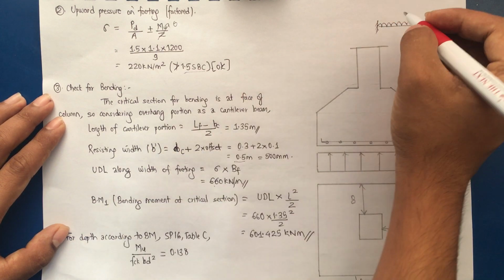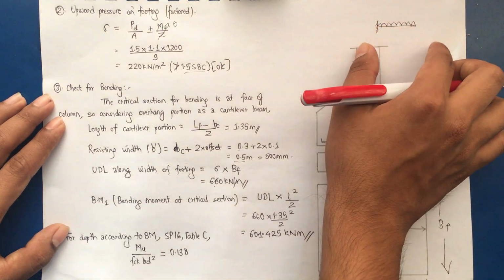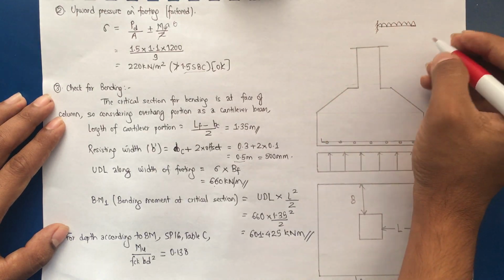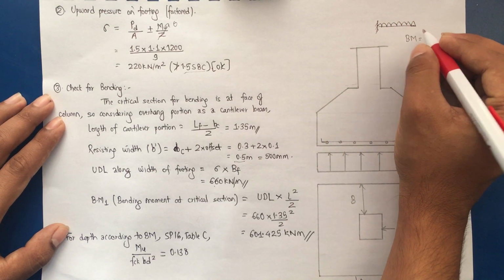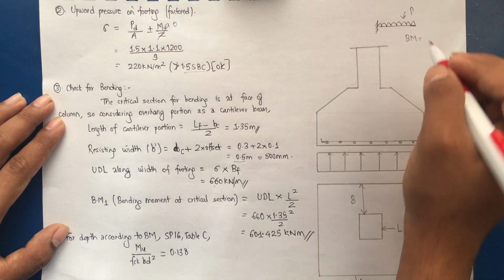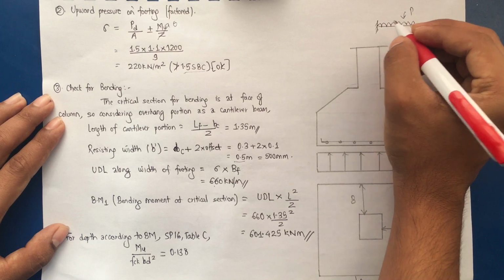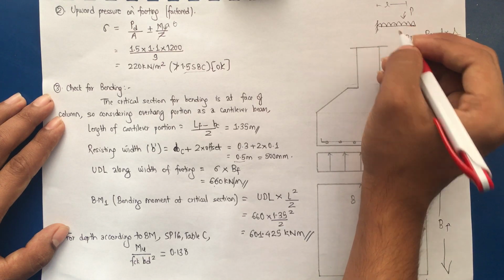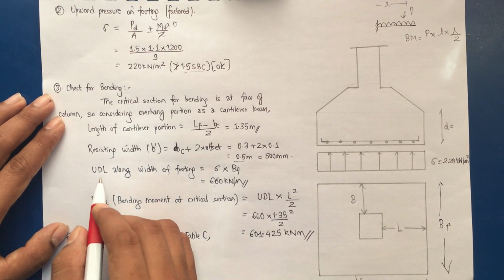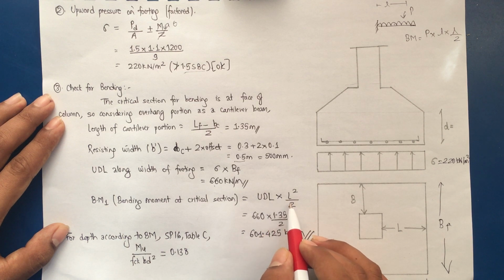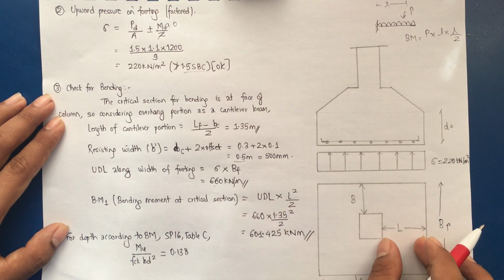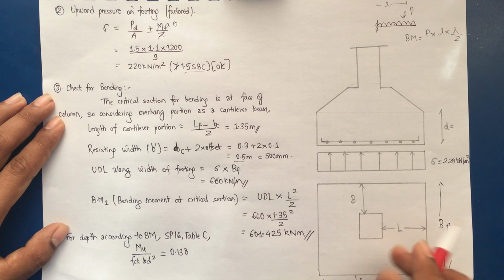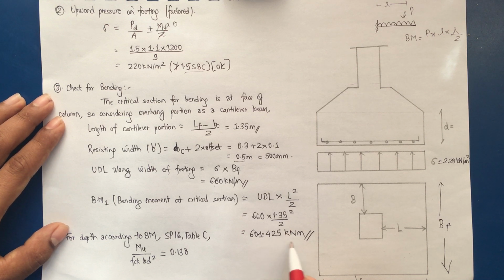meter. Now the bending moment for a UDL on a cantilever beam: if the UDL is P, then P into the span of the UDL, being L, into L by 2, being the center of the UDL. So finally we get the bending moment as UDL into L square by 2, L being the length of the projection, which is 1.35. So 660 into 1.35 square by 2 comes to 601.425 kilonewton meter. So this is the maximum bending moment.